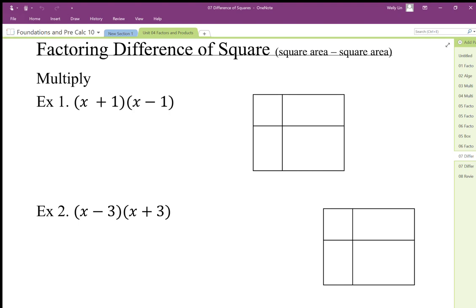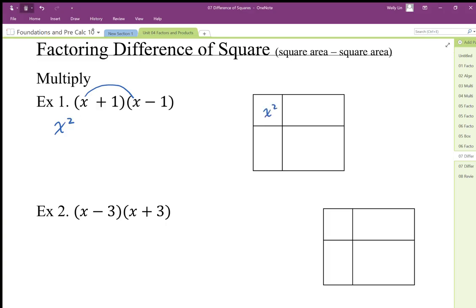When we multiply out binomials that are similar but opposite in symmetry, so here we have x plus 1, x minus 1, they have opposite symmetry. We end up with an interesting pattern. So if I distribute this out, first times first, I get x squared. So I have here my x squared.